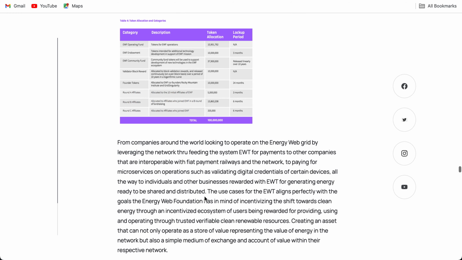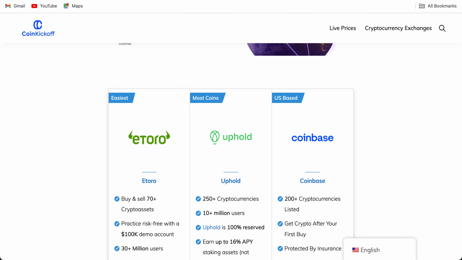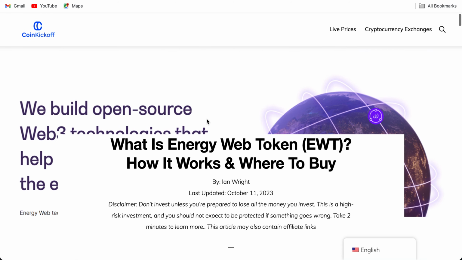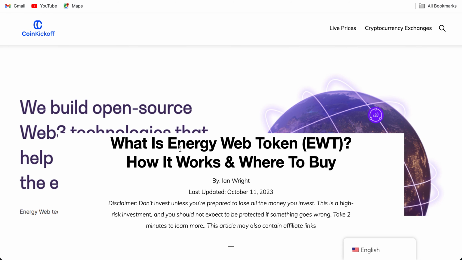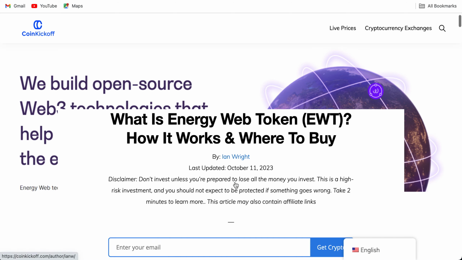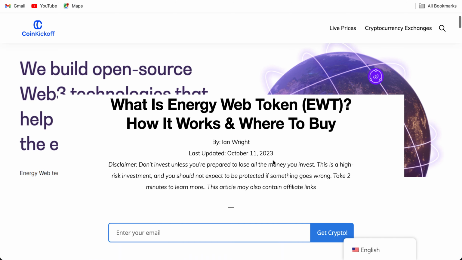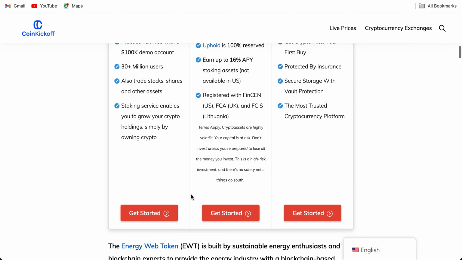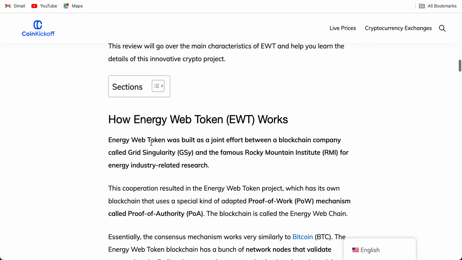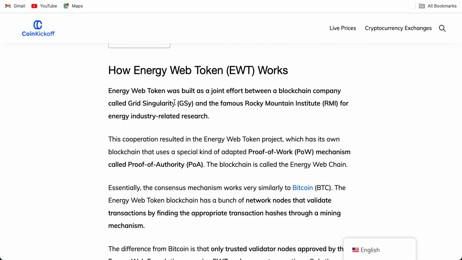Okay, so let us, guys, check out further what this Energy Web token is, what Energy Web is, how it works. This is an article by Ian Wright. It was last updated October 11, 2023, so it is fresh. How Energy Web token works. Energy Web token was built as a joint effort between a blockchain company called Grid Singularity and the famous Rocky Mountain Institute for Energy Industry Related Research.